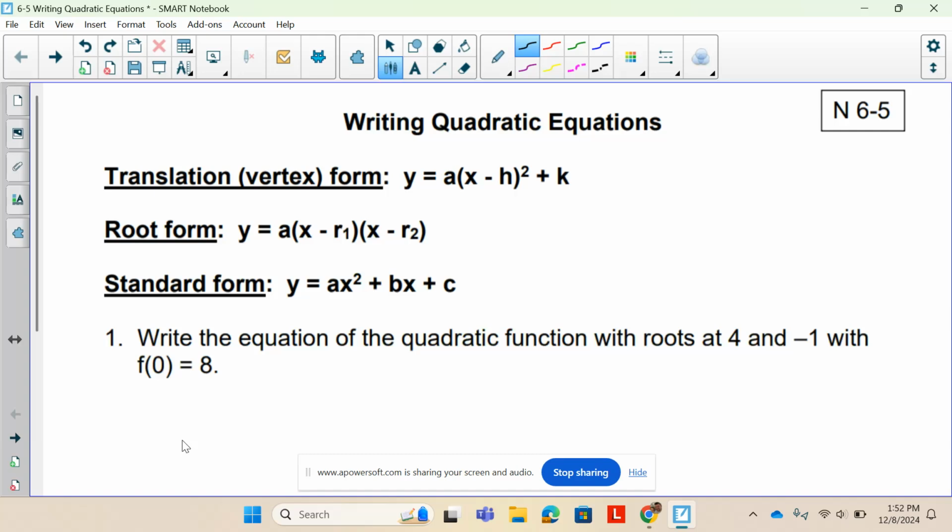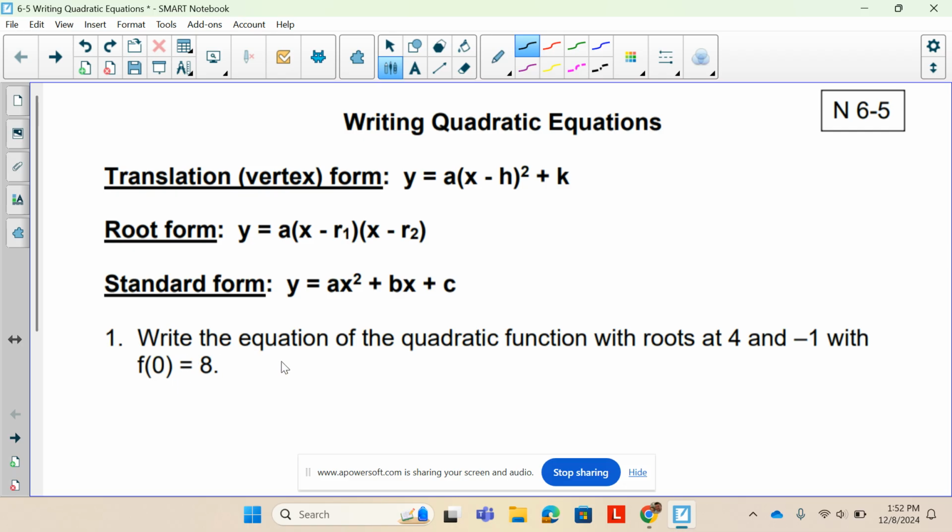Looking at 6.5, writing quadratic equations. So what's going to happen here is we're going to mainly use the root form or the standard form, and we're going to use those to write some equations when we're given a little bit of information.